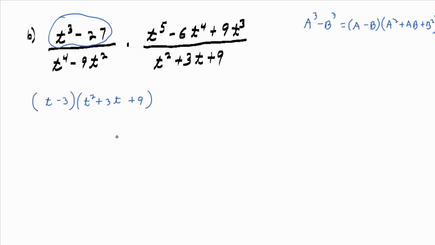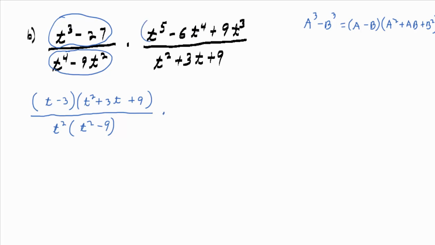Okay? What about the left-hand denominator? Is there a GCF we can take out? t squared, and then what's left? t squared minus 9. There's more I can do on that, but I'll do it in the next step so it doesn't get too messy.